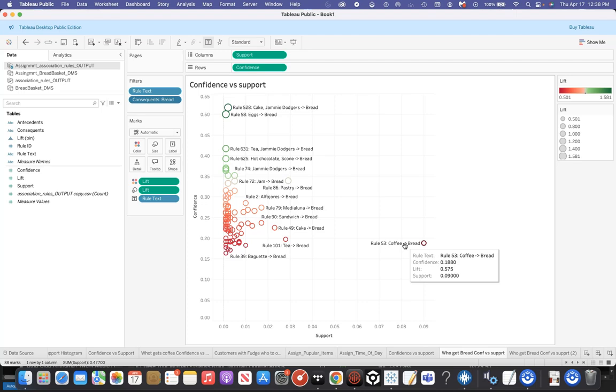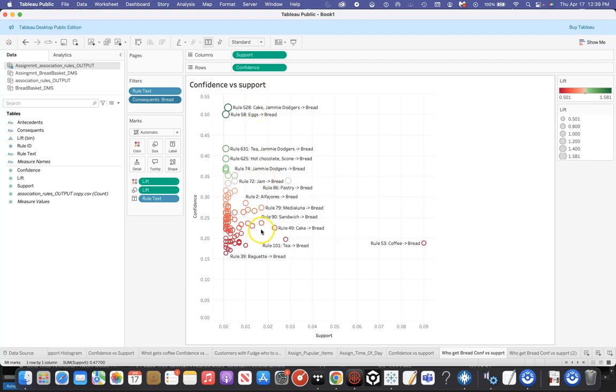When lift is below 1, it's just showing that it's a random chance of it occurring. But for us to be optimistic and confident that a customer will buy this if we offer it, the lift has to be 1 or above. Looking at items like this, you can see they have a good lift. There are good chances that if we offer bread to customers who already have these other items in their cart, they will purchase it. Hot chocolate and scone can buy bread. Tea and Jammie Dodgers can buy bread. Eggs, you offer them bread. Those are good chances they will purchase this.